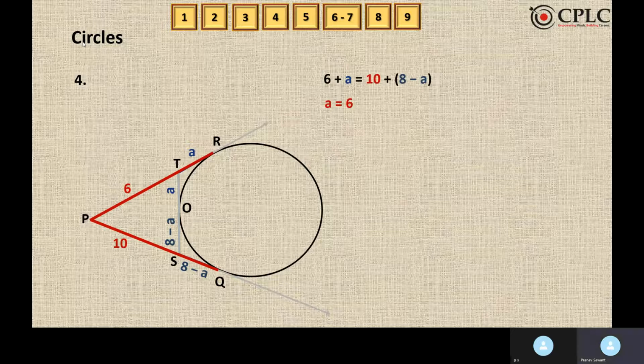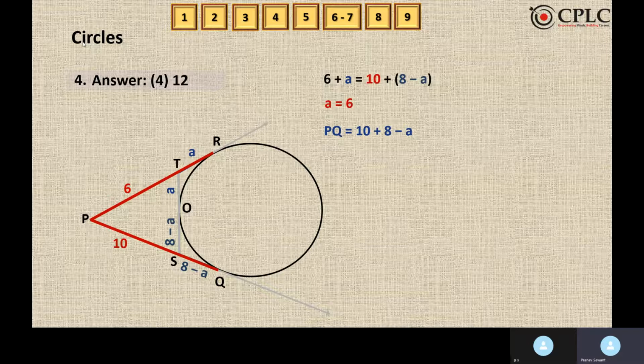Now, the two tangents to the same circle are going to be equal. That is the reason we equated 6 plus a and 10 plus 8 minus a. Now, PQ is equal to 10 plus 8 minus a, that is 12. Hence, option 4, 12 is the answer to this question.